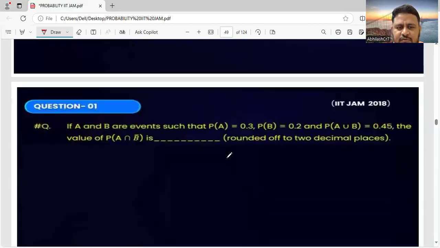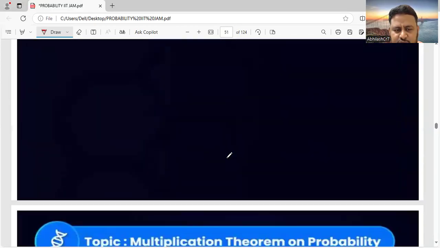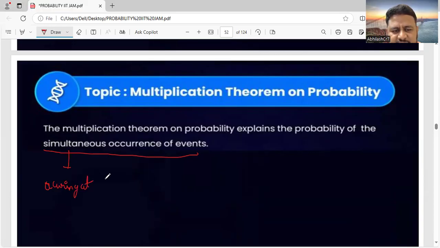All right, friends. These questions we have solved. So when it comes to the multiplication theorem on probability, what does it talk about? What is its significance? Suppose there are two events which are occurring simultaneously. Simultaneously means what? Two events occurring simultaneously means they occur at the same time.